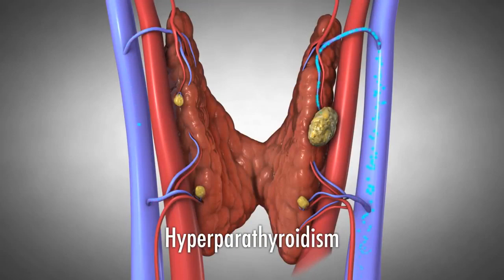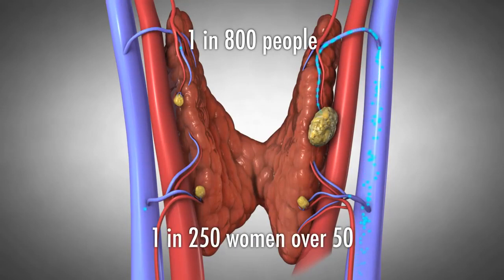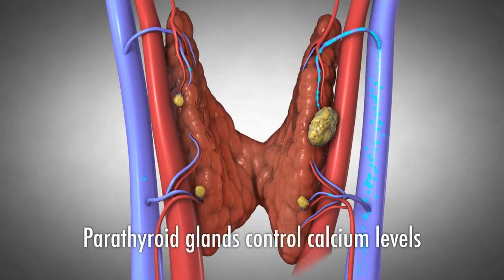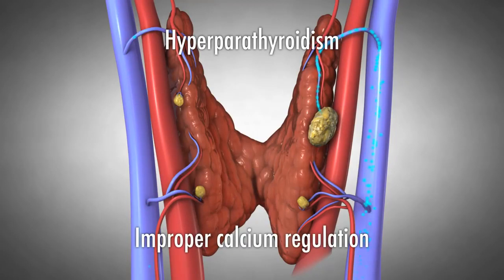Hyperparathyroidism is a disease of the parathyroid glands affecting 1 in 800 people during their lifetime and 1 in 250 women over age 50. Since parathyroid glands control the levels of calcium in our bodies, hyperparathyroidism is a disease of improper calcium regulation.